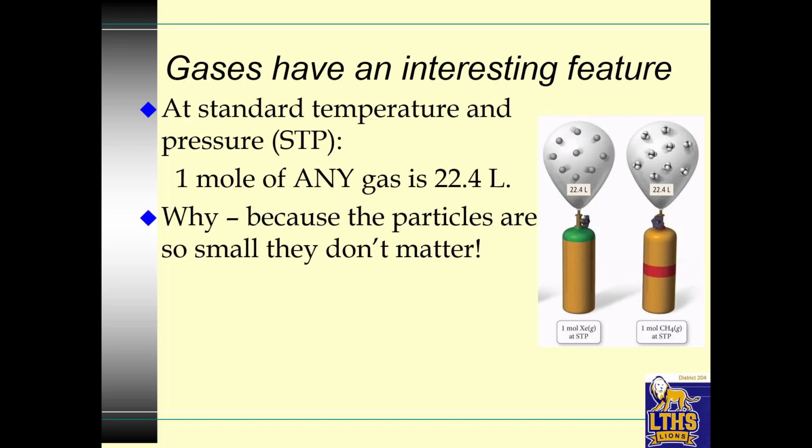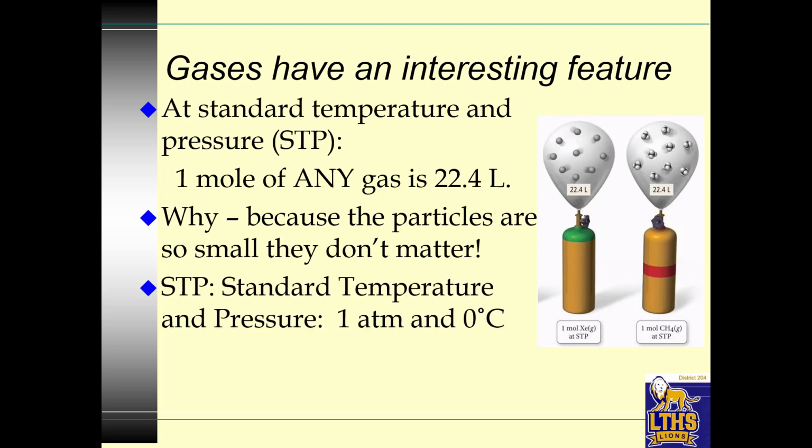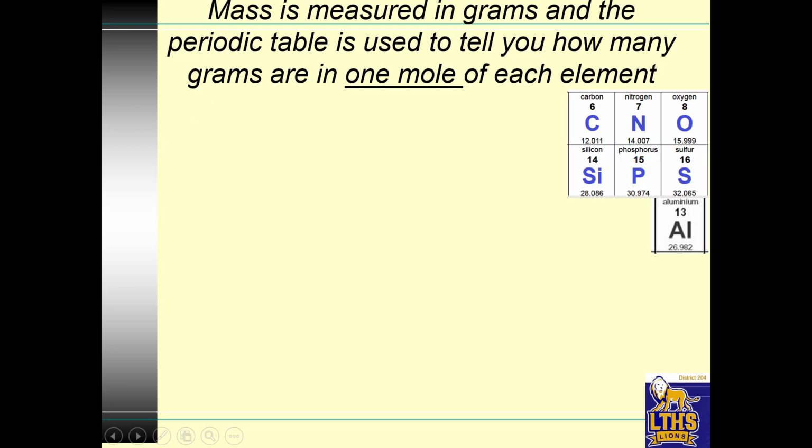So the particles are so small that in that space, there's a whole mole of them, and we define them at the same temperature and pressure to keep it consistent. So the definition of standard temperature and pressure: these are the conditions, 1 atmosphere and 0 degrees Celsius. So if you have two gases at this pressure and this temperature, and they both take up 22.4 liters, then there's a mole of those gases.